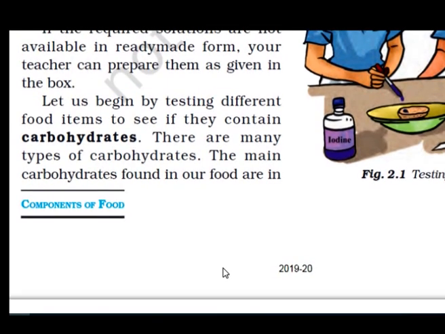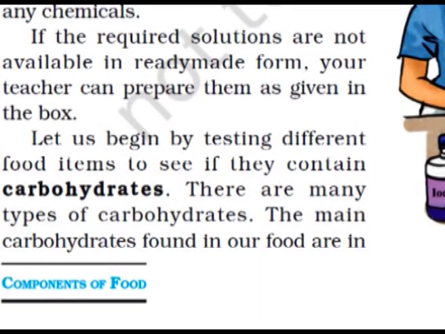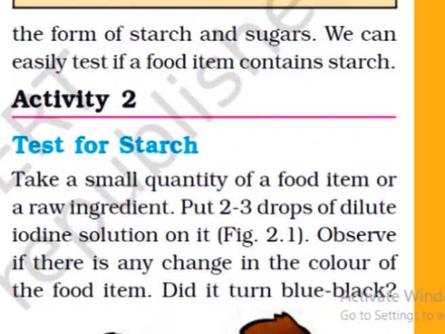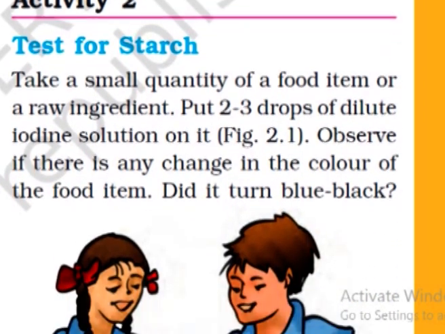Let us begin by testing different food items to see if they contain carbohydrates. There are many types of carbohydrates. The main carbohydrates found in our food are in the form of starch and sugars. We can easily test if a food item contains starch. Activity 2. Test for starch.